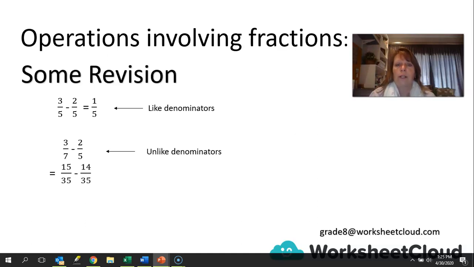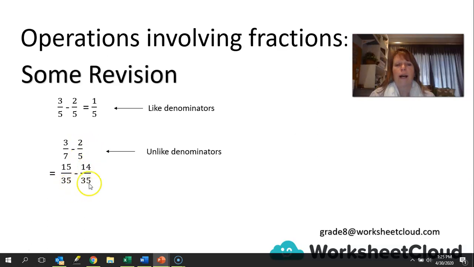We've just said 7 times 5 is 35. That is the lowest common multiple or lowest common denominator. We couldn't have got anything else because there's nothing else that 7 and 5 can divide into. So we've used 35. What did we do to the 7 to get to 35? We multiplied it by 5. So then we can say 3 times 5 is 15. What did we do to the 5 to get to 35? We multiplied it by 7. So 2 times 7 is 14.